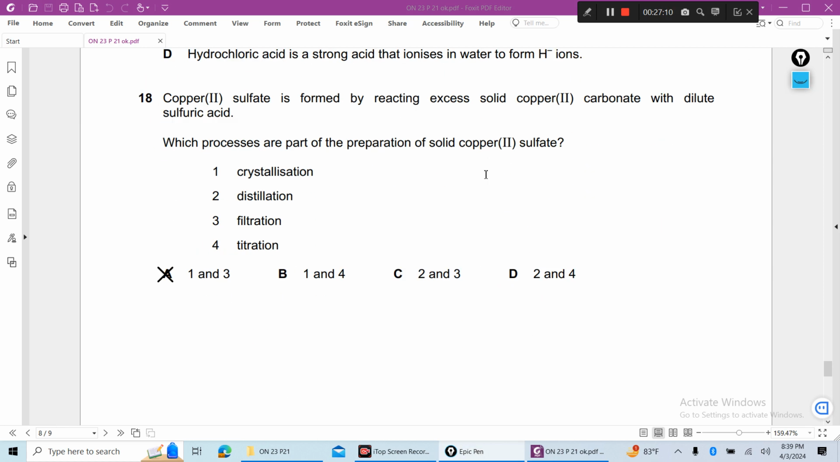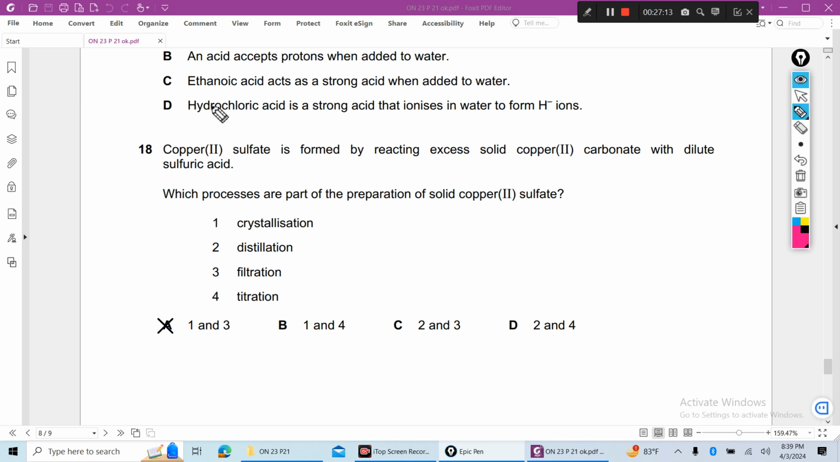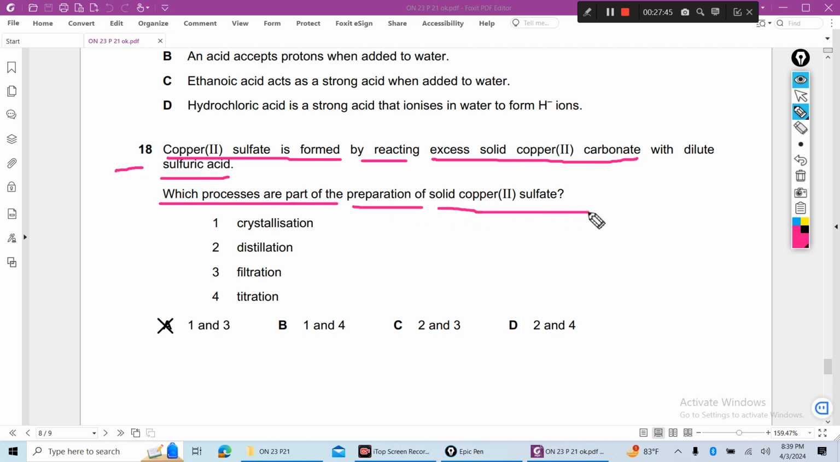Then number 18, copper(II) sulfate is formed by reacting excess copper(II) carbonate with dilute sulfuric acid. So copper(II) carbonate reacts with dilute sulfuric acid to produce copper sulfate, carbon dioxide and water. Copper(II) sulfate solution. Which processes are part of the preparation of solid copper(II) sulfate?